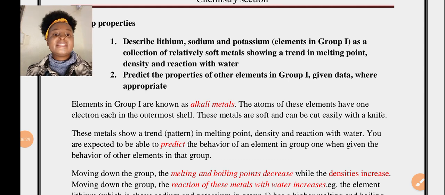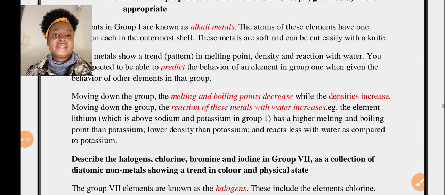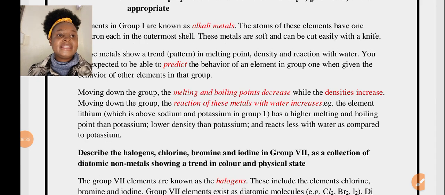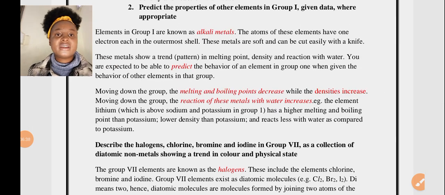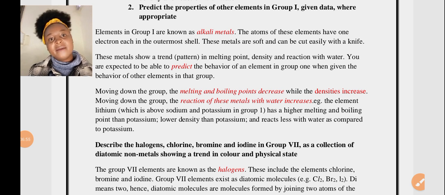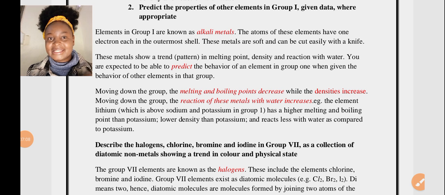So these metals show a certain trend. They have a pattern in their melting point, in their density, and also in their reaction with water. As a combined science student, you are expected to be able to predict the behavior of each element in group 1 when given the behavior of other elements in that same group, right? The first thing is, moving down the group, the melting and boiling points decrease, but the densities increase. Density increases as you go down the group, but the melting and boiling points decrease as you go down the group, right?